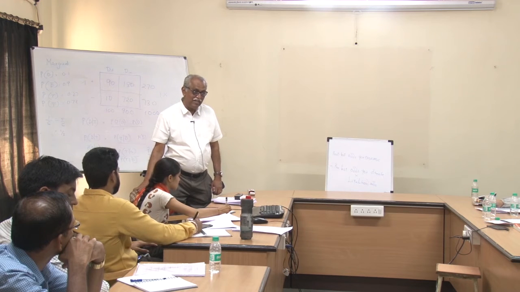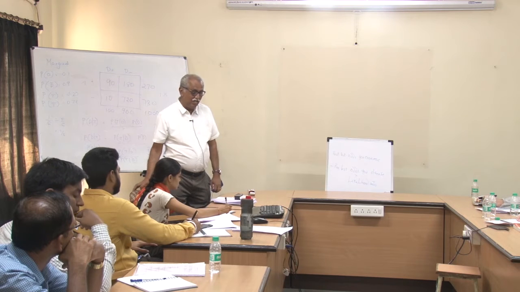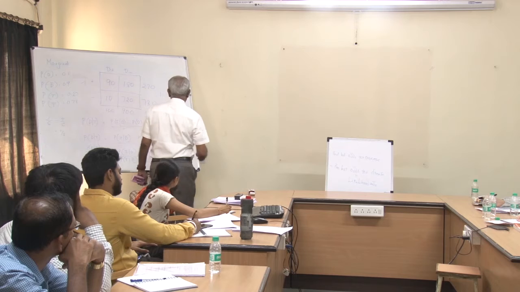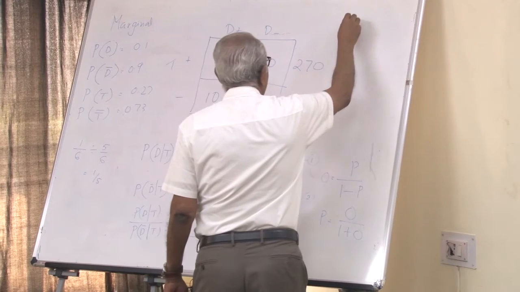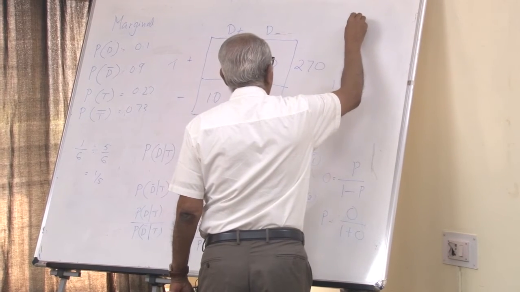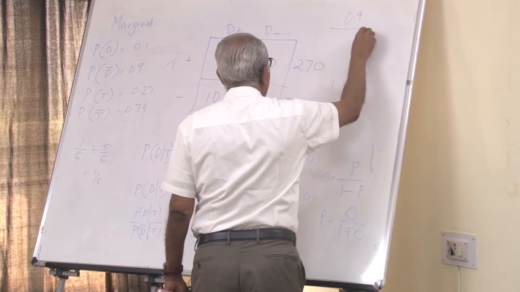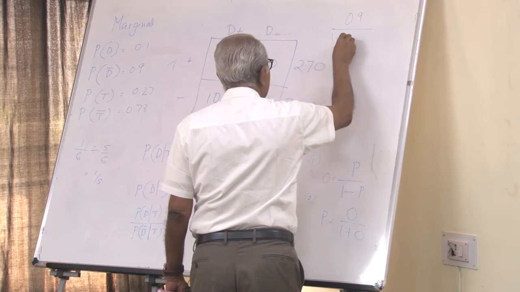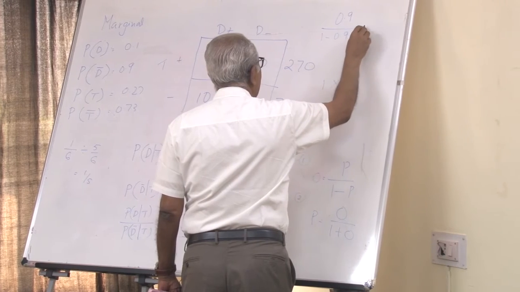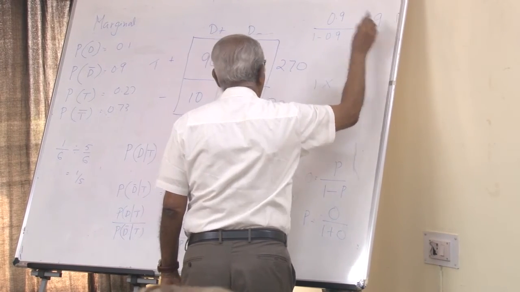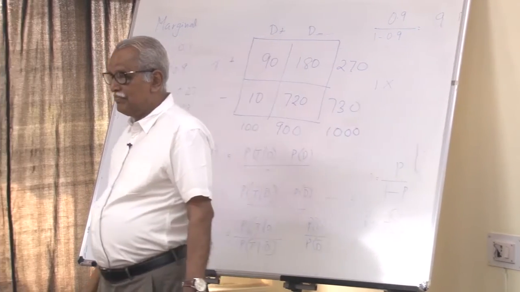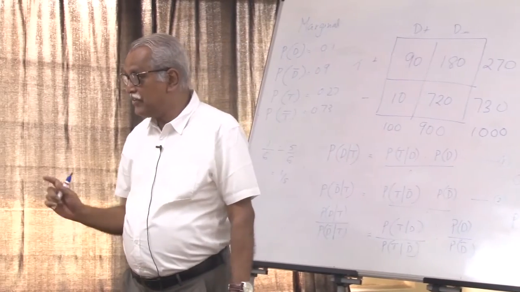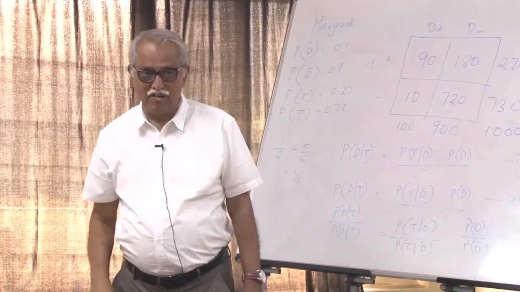So what will it be? Point? No. No, let's calculate. Sensitivity is 0.9 divided by 1 minus 0.9, which is equal to 9. Is anybody disagreeing? No, better not.